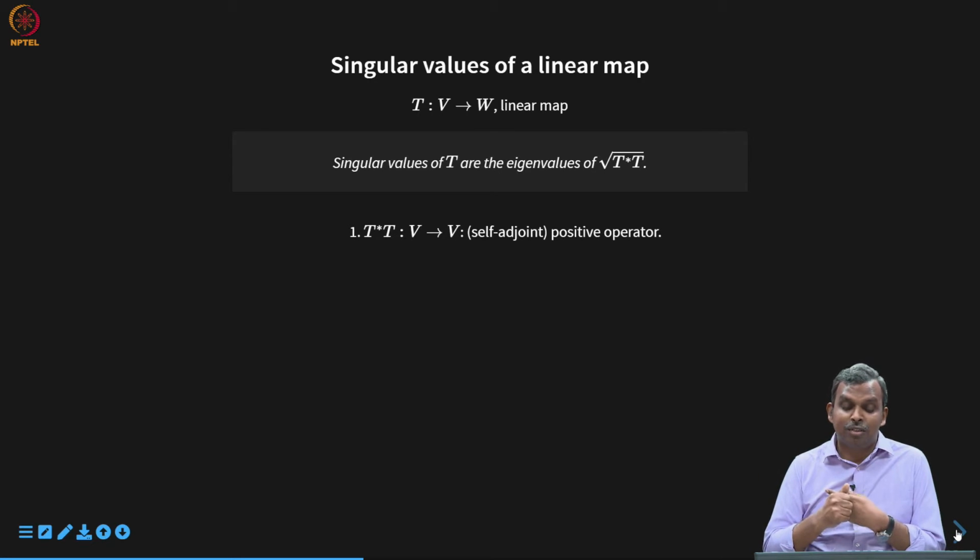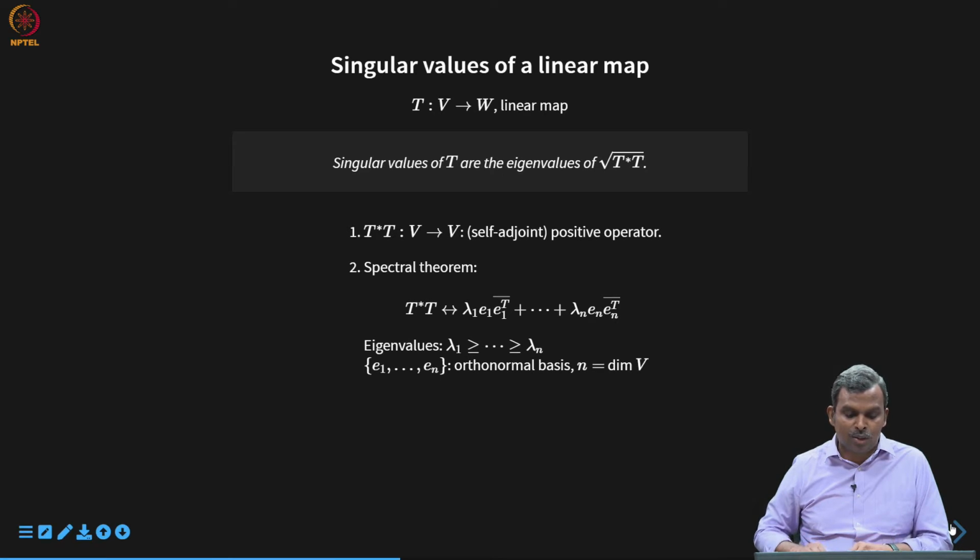T star T from V to V is a self-adjoint positive operator. Positive is only for self-adjoint, so we know that's okay. So the square root and all exists. But before that, let's just use the spectral theorem. When you use the spectral theorem, you're going to be able to write T star T over a suitable basis in this very simple form, right?